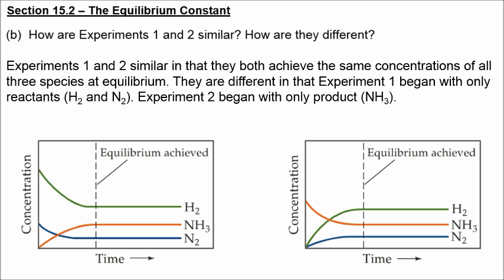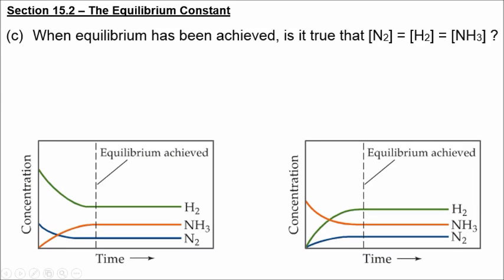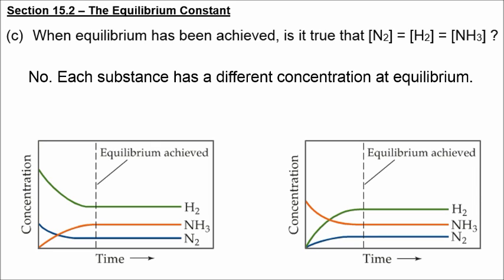So in experiment 1, we start with only reactants, hydrogen and nitrogen. Experiment 2 began with only product, ammonia, NH3. What makes them similar is that they both achieved the same concentrations of all three chemicals at equilibrium. And once they have reached equilibrium and their concentrations have not changed anymore, it is not true that the concentration of nitrogen is the same as the concentration of hydrogen or ammonia. They're all different numbers. They just simply are not changing anymore over time.